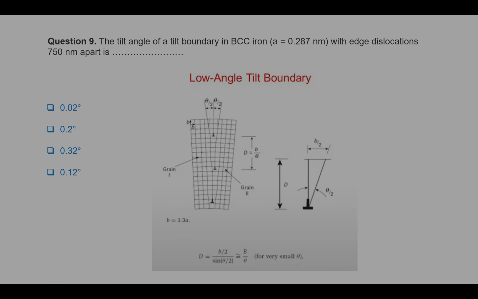Now, question number 9. The tilt angle of a tilt boundary in BCC iron, lattice parameter a is equal to 0.287 nanometer, with edge dislocations 750 nanometer apart, is a low angle tilt boundary. You can assume how it is happening. Here you can see this place to this place, this distance is D. We have to calculate the angle. We have been given the dislocation spacing as 750 nanometer.